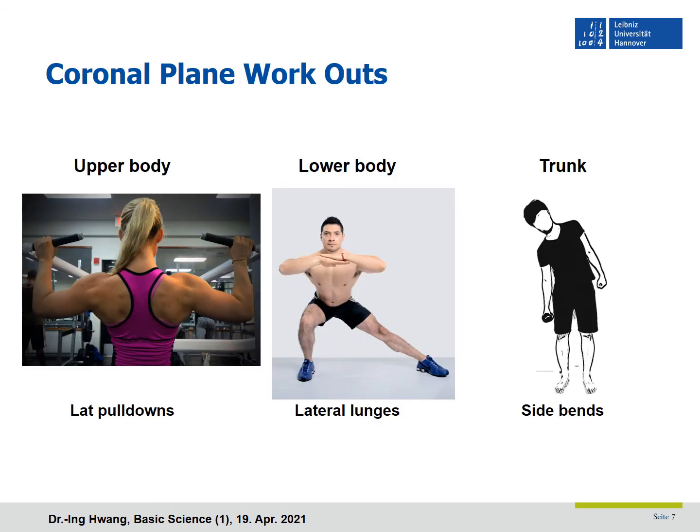For better understanding, there are some examples. It is easy to observe these motions in the coronal plane. You can call them coronal plane workouts. In this view, lateral raises: you can measure the angle of the elbows. Lateral lunges: you can easily see the movement of the leg and the center of mass. Side bend: you can also measure the angle of the trunk.